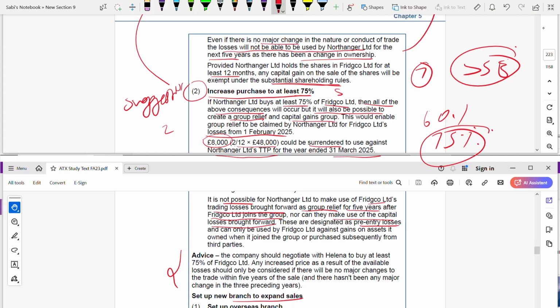Use the terms like this: capital loss brought forward, capital gain group, 75% group, surrender, pre-entry loss, consortium member, consortium company. These terms will give you marks, but don't use them just like that. If it's applicable, only then you use them. So these are what? Pre-entry losses, which can only be used against the gain on the assets it owned when it joined the group or purchased subsequently from third parties. Only then they can use this pre-entry losses against the gain.